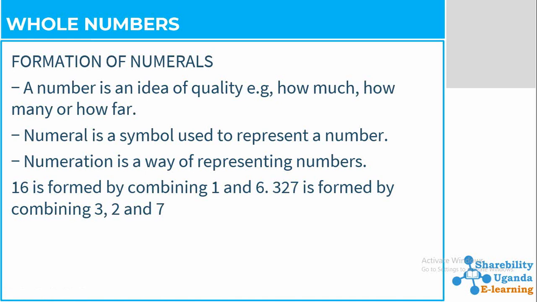Now here they are also telling us that for us to come up with a number like 327, that means this number is also formed from certain numbers. It is formed by combining. We have a 3, we have a 2, we have a 7. So you can see that when you are given a certain number, that number is formed from different numbers. Maybe 327 is formed from a 3, from a 2, from a 7.